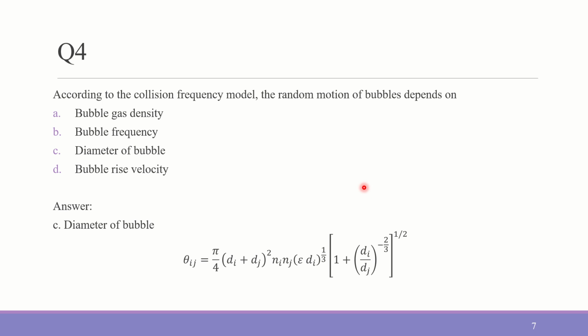So I hope it is clear. According to the collision frequency model, random motion of bubbles depends on diameter of bubble. Just keep in mind this statement: random motion of bubble depends on the diameter of the bubble. We will have one more question on the same concept, and that time it will be very useful. So let us go to question 5.